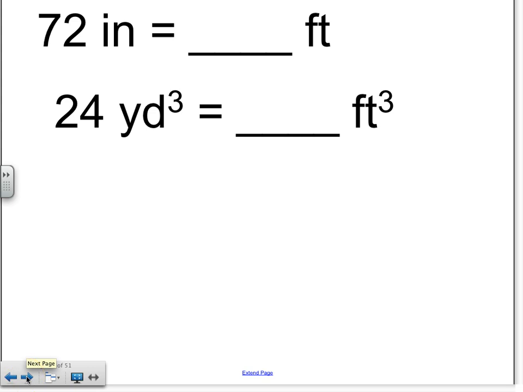Okay. Take a look at this one right here. This one is a bit different because it has a power up top, but not to worry. I'll show you a technique to deal with powers later. But let's just say I ignore the power for now and focus on the yards and feet. Can anyone tell me the basic conversion rate for yards and feet? 3 feet in 1 yard. Is that correct?